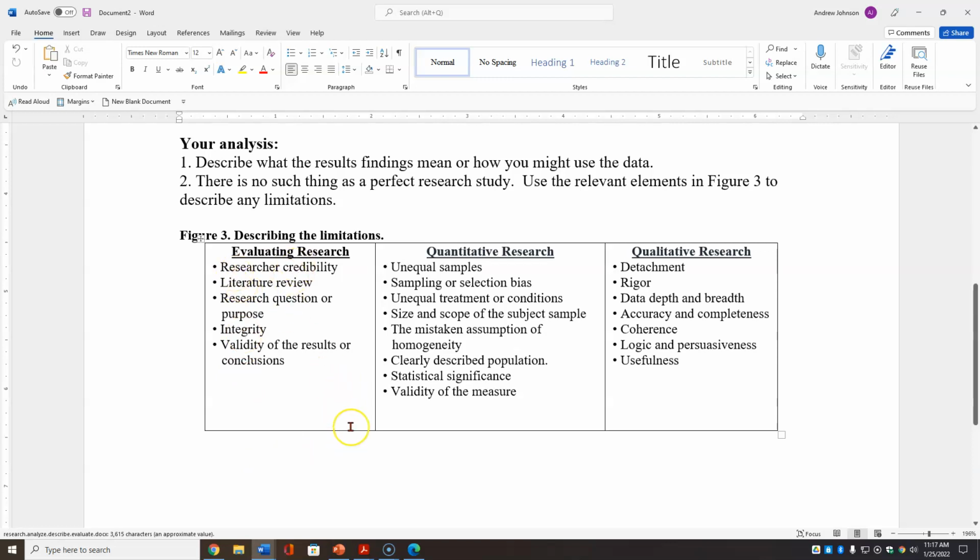Researcher credibility. Does this person have background in the area that they are researching? In the area of reading, for example, I'm an old literacy professor. We see a lot of research done by people outside of literacy.